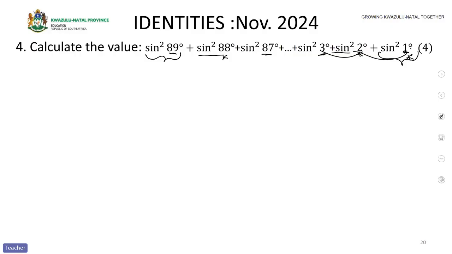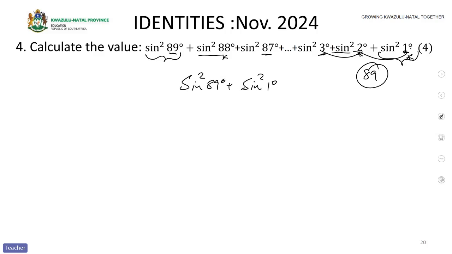90. But what is sine 90? Sine 90 is 1. Oh, how many terms do we have? 89 terms that we have. Then what does it mean? It means there is a relationship between the first term and the last term that can be added to give us 1. But we cannot take sin squared of 89 degrees plus sin squared of 1 degree.